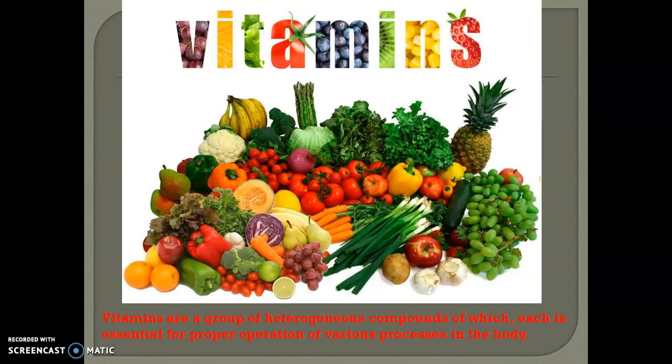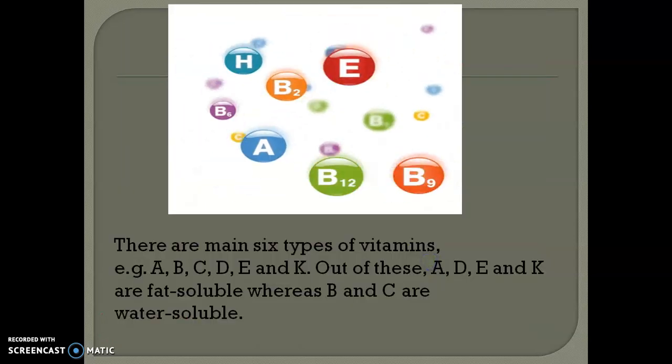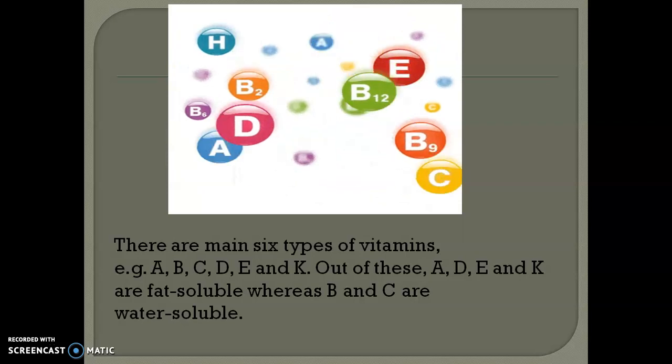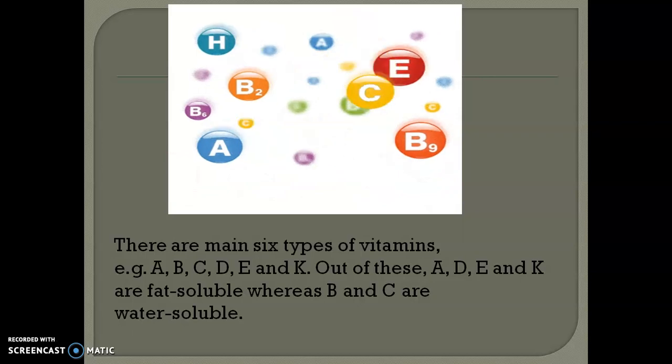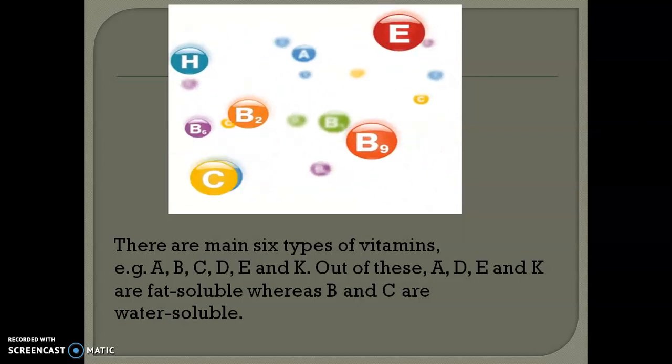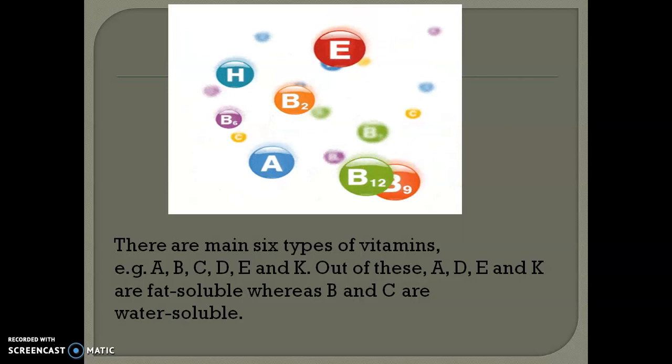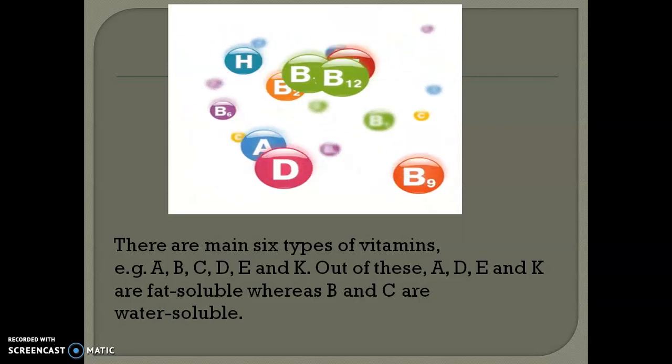Moving to vitamins: fresh fruits and vegetables. Vitamins are a group of heterogeneous compounds which are essential for the proper operation of various processes in the body. There are 6 main types of vitamins, for example A, B, C, D, E and K. Out of that, vitamins A, D, E and K are fat soluble, whereas B and C are water soluble.